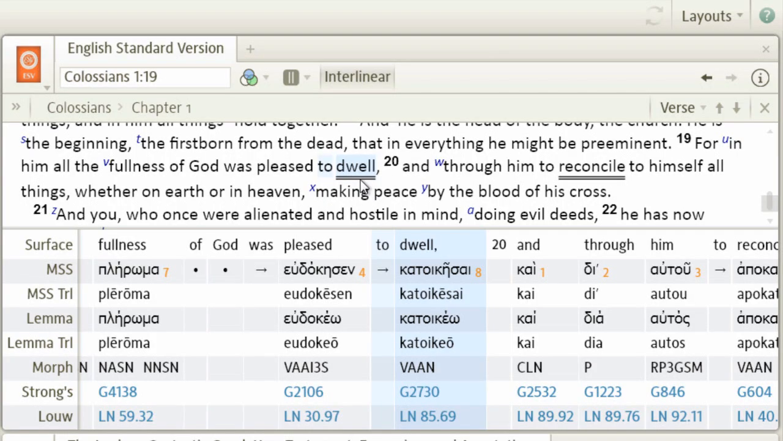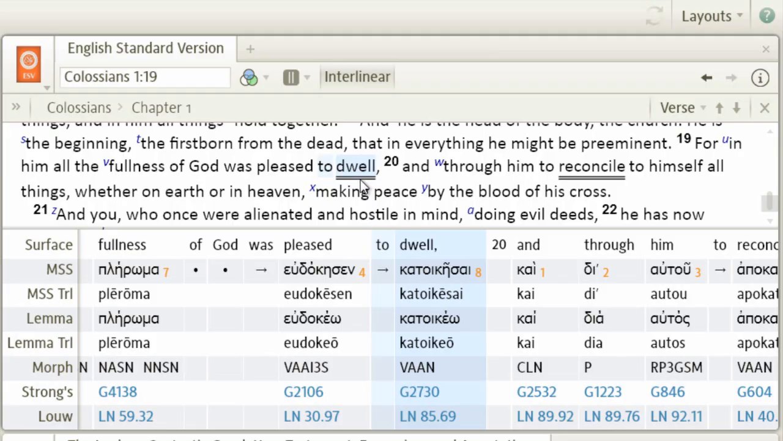The Greek infinitive can function as an adverb, noun, adjective, and verb. The Greek infinitive has tense and voice, just like a verb, but unlike a verb, it does not have person or number. This example comes from Colossians 1:19, which reads, "For in him the fullness of God was pleased to dwell."